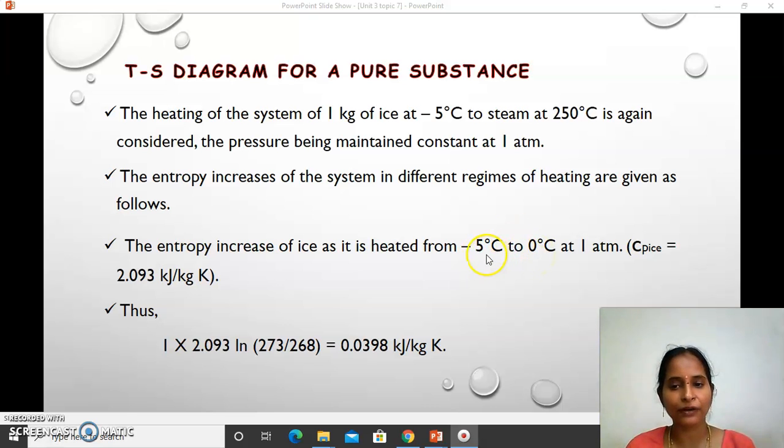It has to be raised from one temperature to another temperature. So what is the change of entropy for 1 kg of ice having the specific heat of 2.093, which has to be heated from minus 5 degrees Celsius to 0 degrees Celsius? This is the formula, and you get the entropy change in kilojoule per kilogram Kelvin. And here the unit, kg will be cancelled, and it is kilojoule per Kelvin.